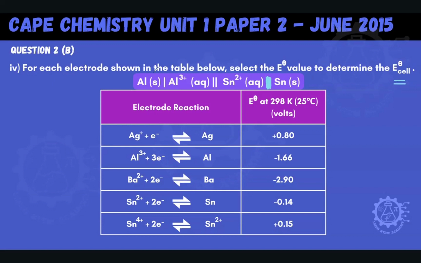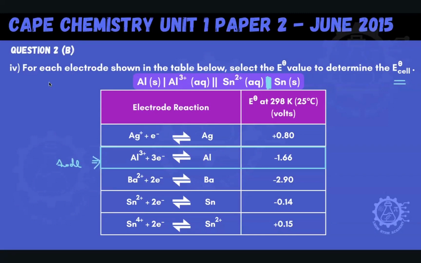So what was our species again? At our anode, we had the aluminum, so we're going to look for this one. Let me just box it. This was our anode, so I'm going to need to use that standard electrode potential for my anode. I'm going to just box that one. We're going to need to use that for the anode.